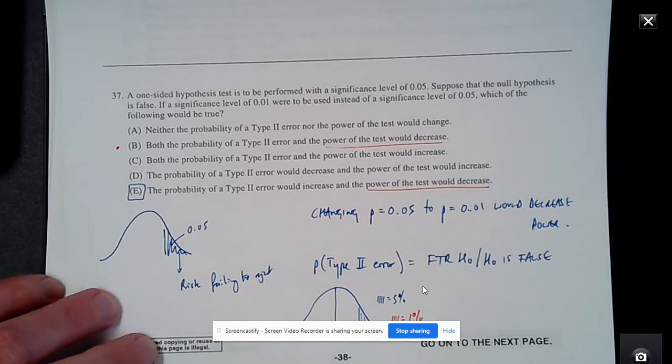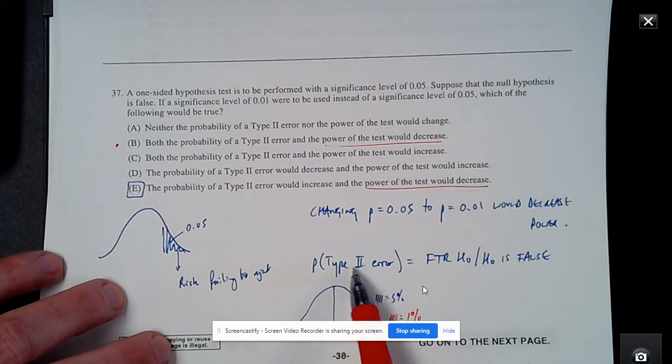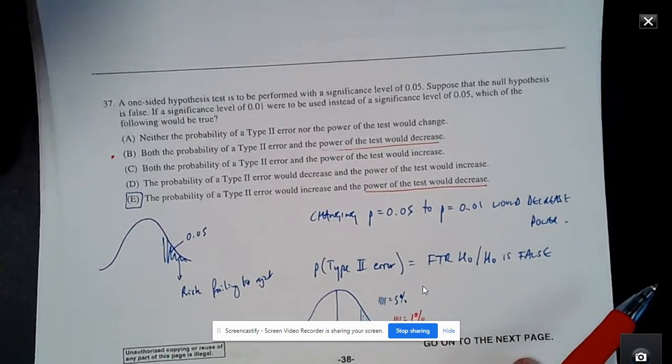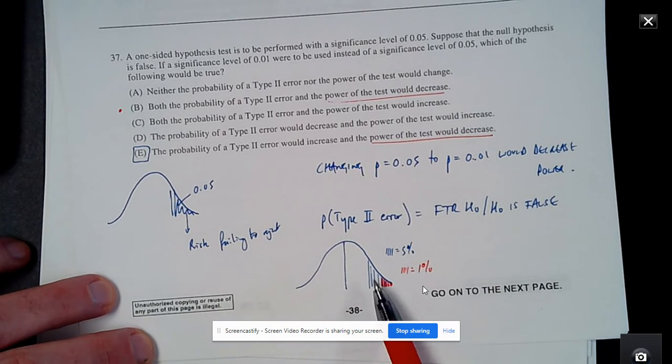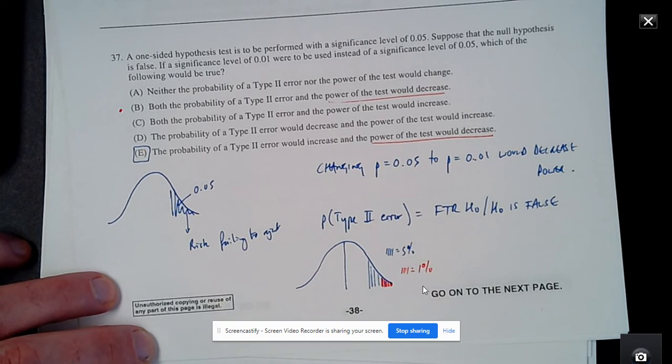So you did choose B, but you have to understand what the probability of a type 2 error means. The probability of a type 2 error is failing to reject the null when in fact the null is false. And we are told the null is false. So what happens is, you have to be in this critical region at 5% in order to reject the null. But if you change it to 1%, that means it's actually harder to reject the null. So therefore, the probability of failing to reject the null just went up. So therefore, the answer would be E.